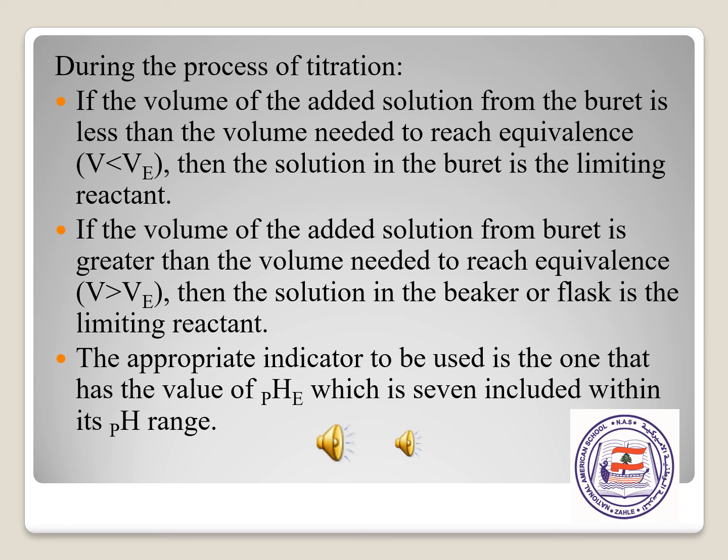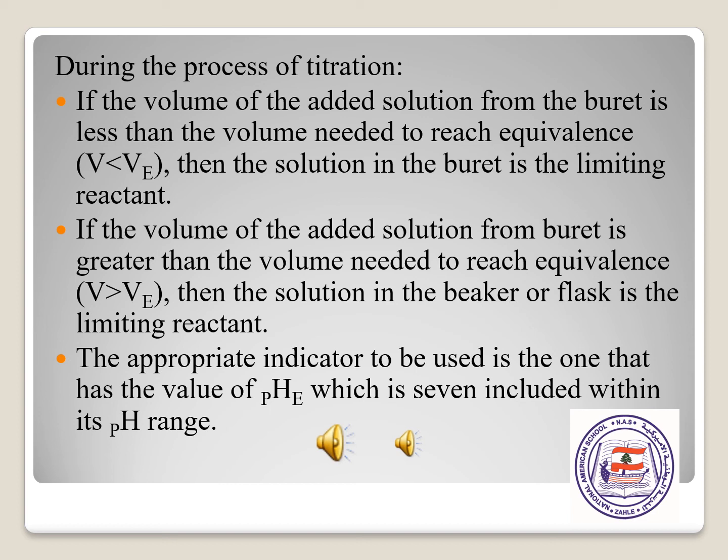During the process of titration, guys, if the volume of the added solution from the burette is less than the volume needed to reach equivalence, so when V is less than VE, let us consider that the volume needed to reach equivalence is 12 milliliters. If the volume of the solution is less than 12, the solution in the burette is always the limiting reactant. Now let's look at point number 2. If the volume of the added solution from the burette is greater than that needed to reach equivalence, so when V is greater than VE, then the solution in the beaker or the flask is the limiting reactant.